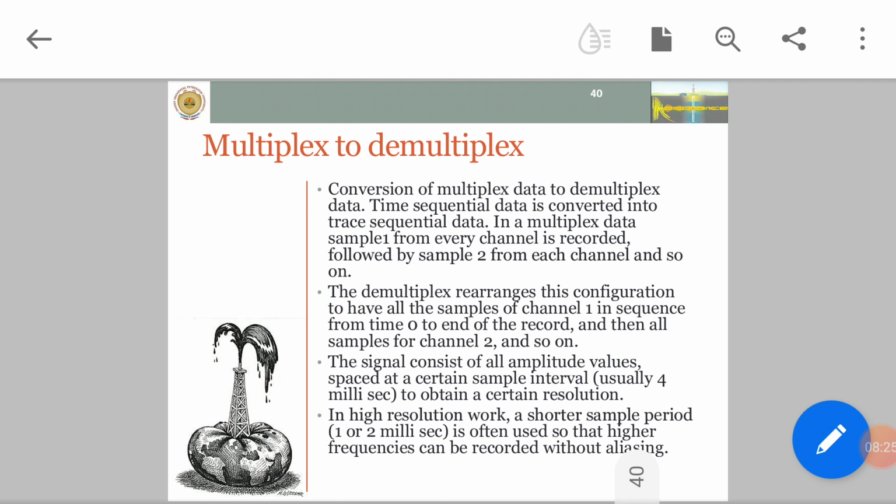The signal consists of amplitude values spaced at a certain sample interval, usually 4 milliseconds, to obtain a certain resolution. In high resolution work, a shorter sample period, 1 to 2 milliseconds, is often used so that higher frequencies can be recorded without aliasing.